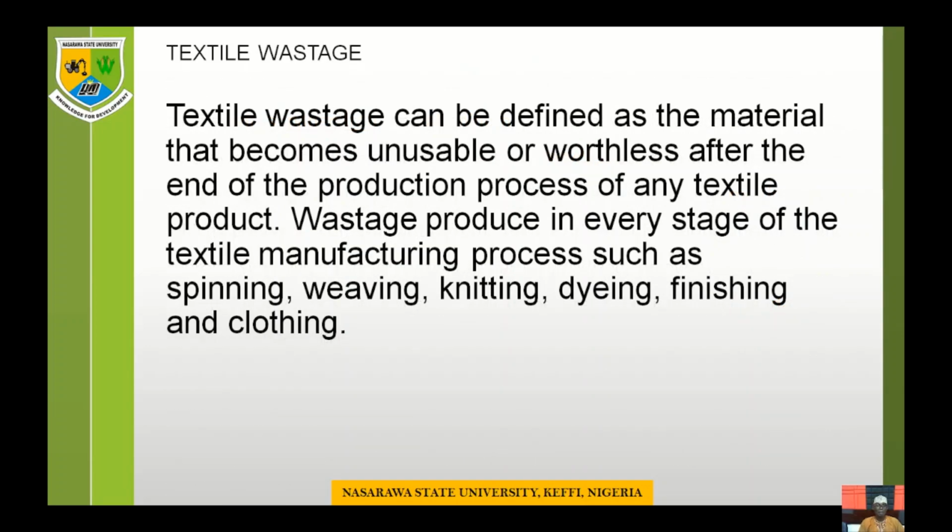Textile wastage. Textile wastage can be defined as the material that becomes unusable or worthless after the end of the production process of any textile product. Wastage is produced in every stage of the textile manufacturing process, such as spinning, weaving, knitting, and dyeing, finishing, and clothing.